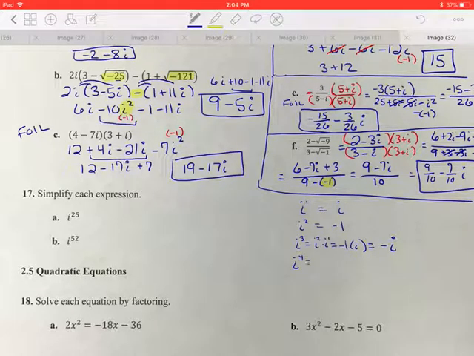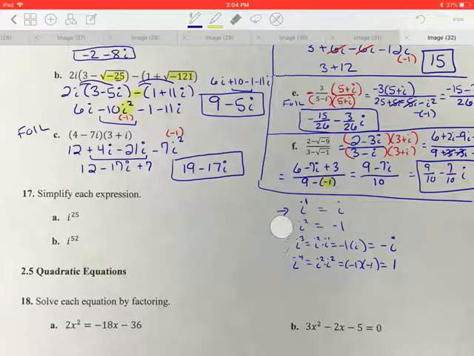And then i to the fourth is i squared times i squared. That's negative 1 times negative 1, which is 1. So when you're raising i to powers, these are the only 4 answers you can get. So they're going to cycle through. So i to the 5th would come back up here. i to the 6th would be the same as this one. i to the 7th would be the same as this one, and so on.